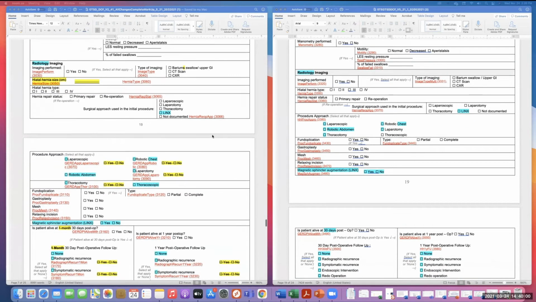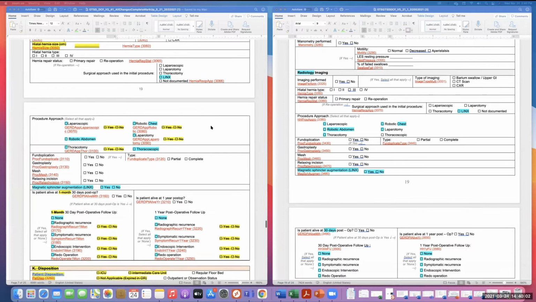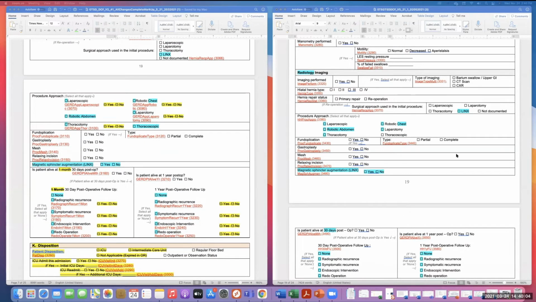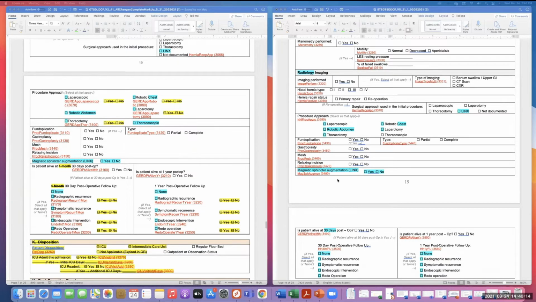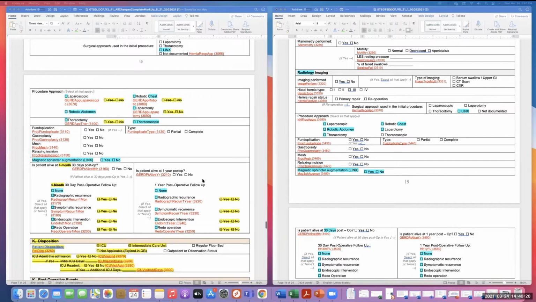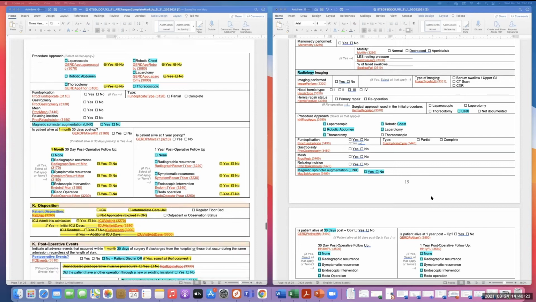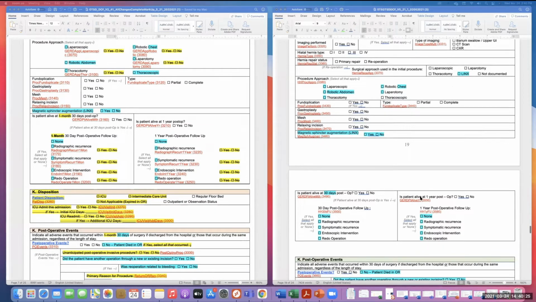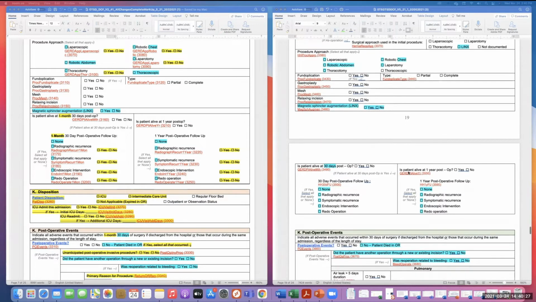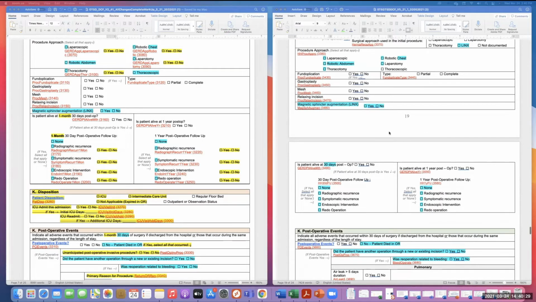Procedure approach, the group went from the 4 questions to a select all that apply and added in the robotic abdomen, clarified this is robotic chest, and then added in an option for robotic abdomen. And then we also added in an option to describe the procedure being performed. And then I'm trying to see.